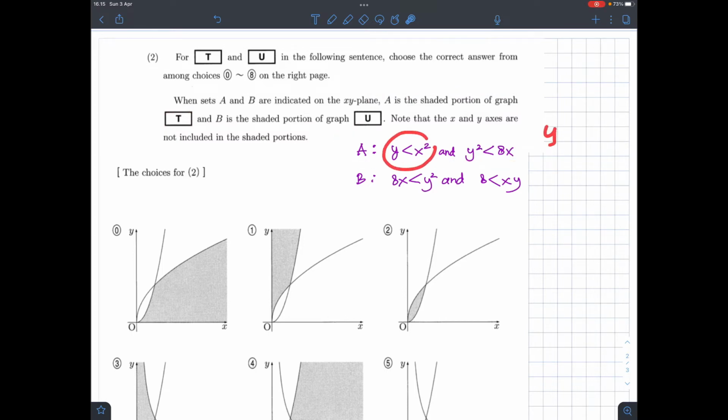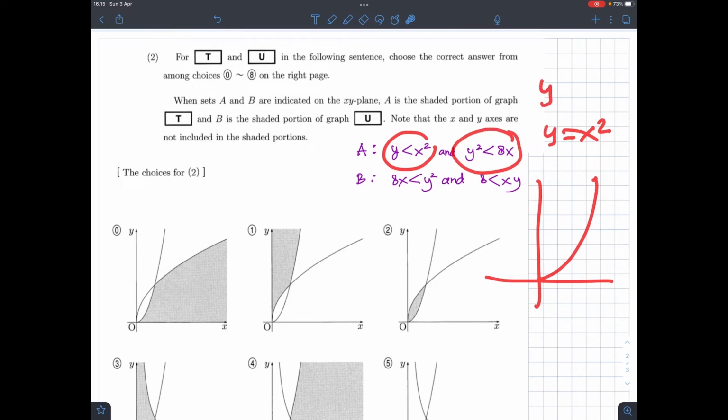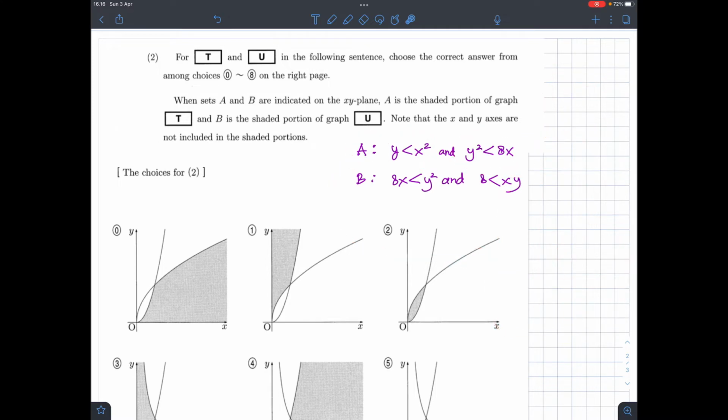The graph of y equal x squared should look like this. This is y equal x squared, and y squared equal 8x. It should be like this. Yeah, you can check by substituting the points one by one, and for part A it should look like this. Okay, so let's check the options.